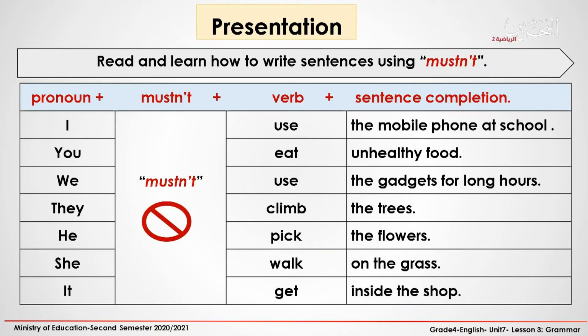Read and learn how to write sentences using mustn't. For example, I mustn't use the mobile phone at school. You mustn't eat unhealthy food. We mustn't use the gadgets for long hours.